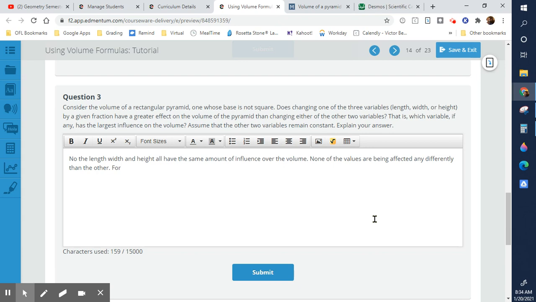For example, and I'm saying this to everyone, in a cylinder, the radius was squared. So the radius was squared in a cylinder, so it had more influence over the volume.